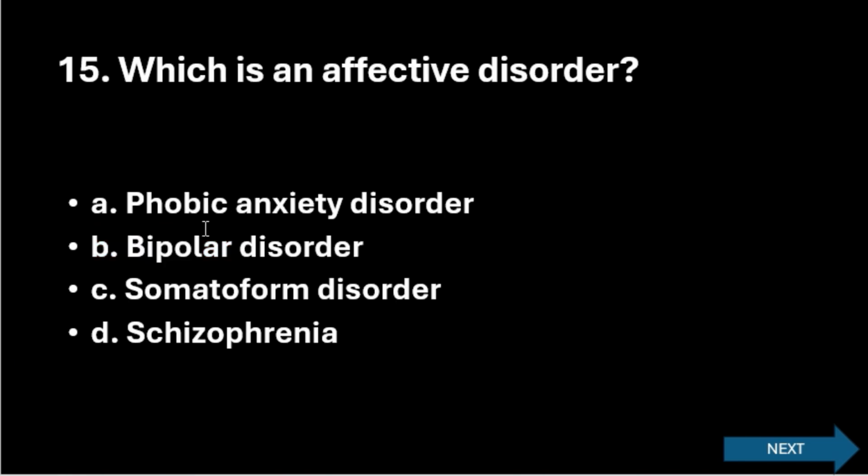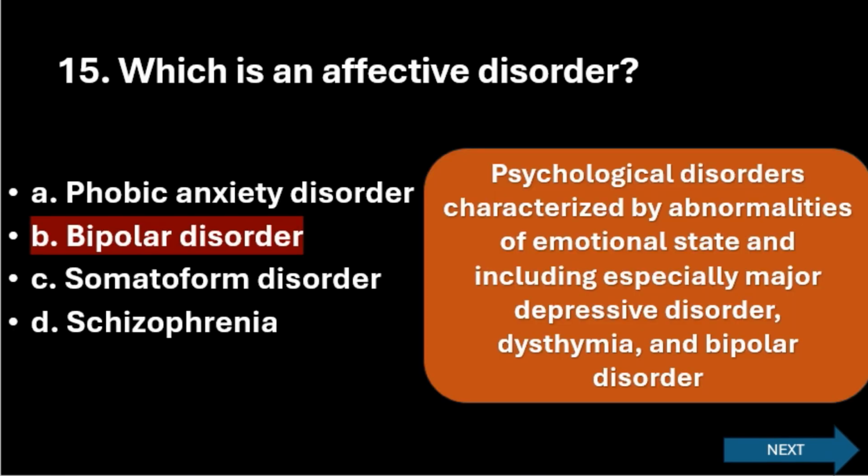Which is an affective disorder? Phobic anxiety disorder, bipolar disorder, somatoform disorder, schizophrenia. Affective disorder is the psychological disorder characterized by abnormalities of emotional state and which include major depressive disorders, dysthymia, bipolar disorders. So here the answer is bipolar disorders.